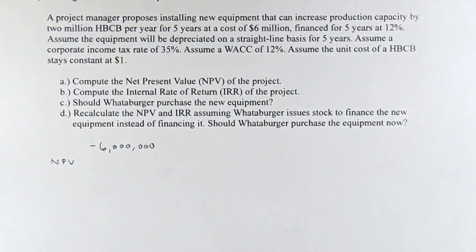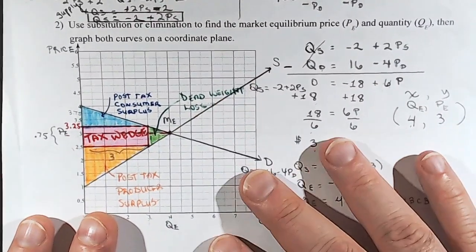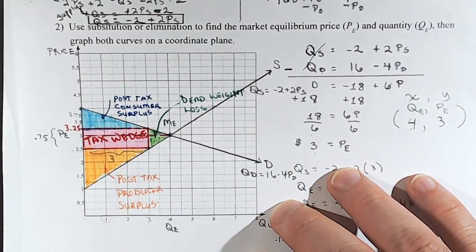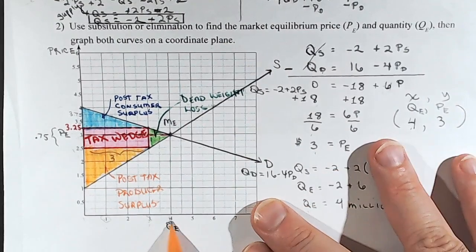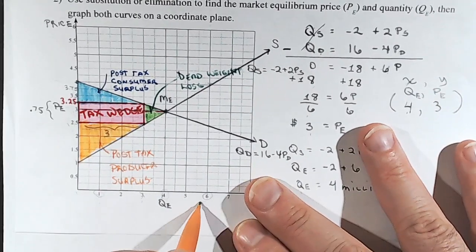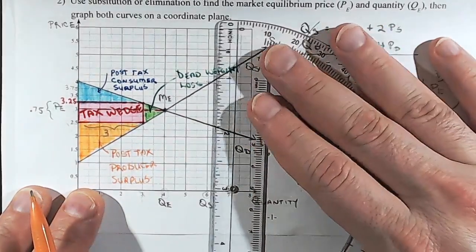Now, what are your ongoing profits? Well, here's how you figure that out. First, we have to go back here and figure out what will happen if we are able to increase our production by 2 million units. Let's go back to our market equilibrium. If I can take this from 4 and go up to 6, this will be my new quantity supplied.